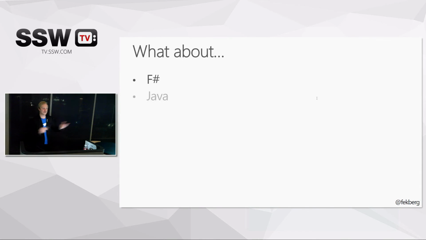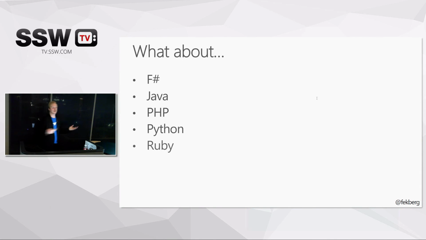So what about F#, Java, PHP, Python, Ruby, Haskell, other programming languages? Aren't they also part of the future? Well, they're all taking notes from each other, right? So C# is being inspired by F#. We wouldn't have generics or async in C# if it wasn't for F#. We for sure wouldn't have language integrated queries and expression trees and all that if it weren't for F#. And looking at tuples and pattern matching and primary constructors, Microsoft is looking at other programming languages that implement those kinds of features also.